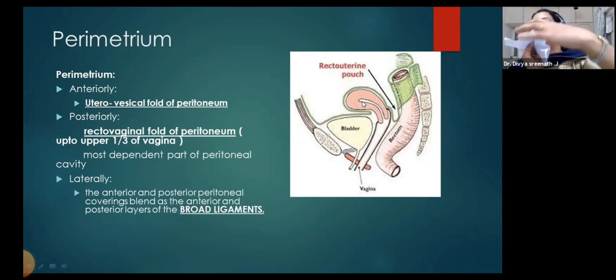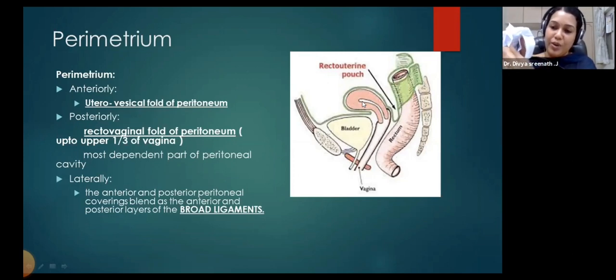Then what happens? These lateral two layers fuse together to form the broad ligament. Okay, these lateral two join together to form the broad ligament. Anteriorly the uterovesical pouch, posteriorly the rectouterine pouch or the pouch of Douglas. Laterally it forms the broad ligament and it is attached to the lateral pelvic wall.